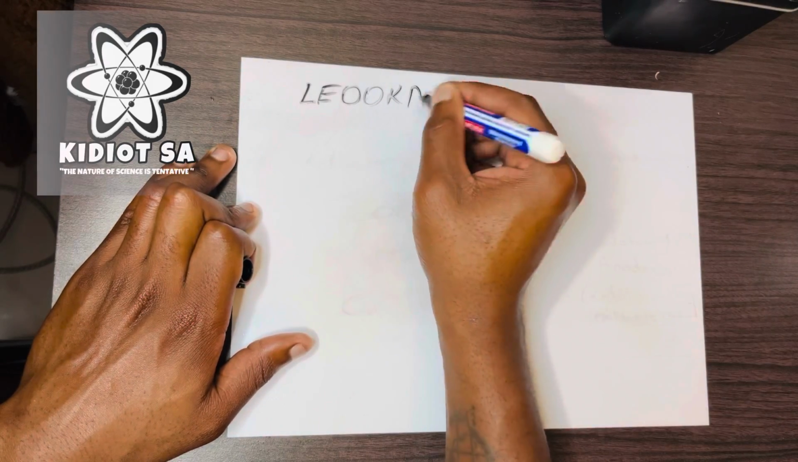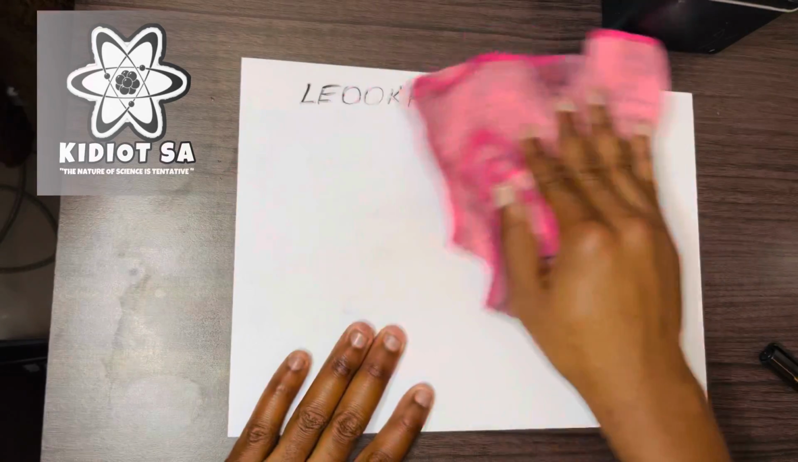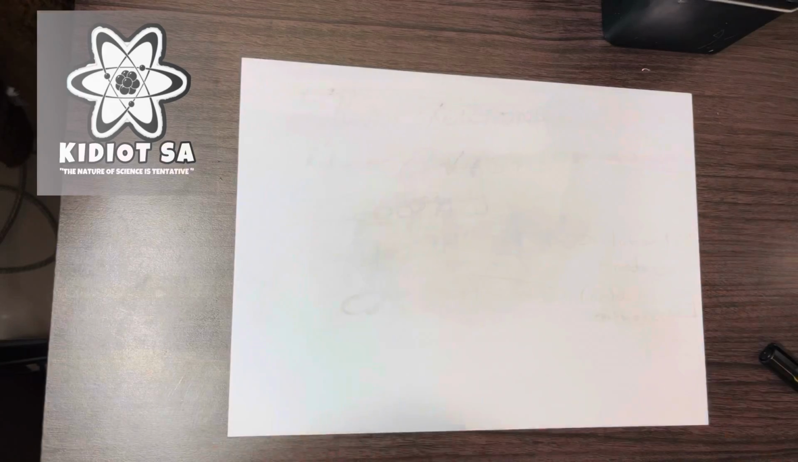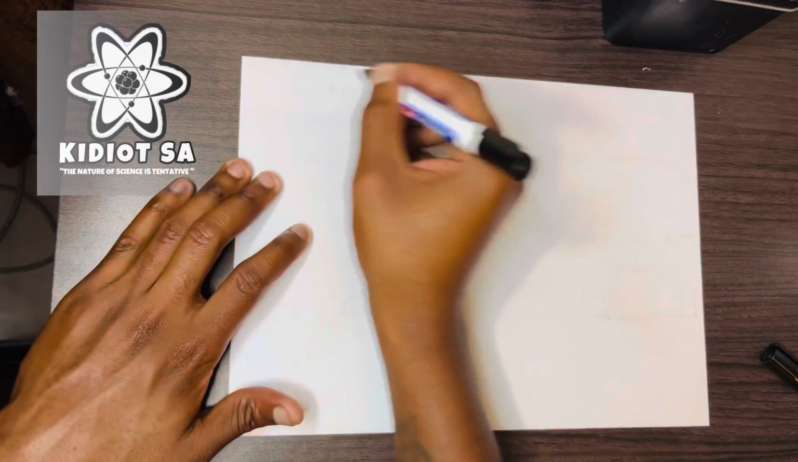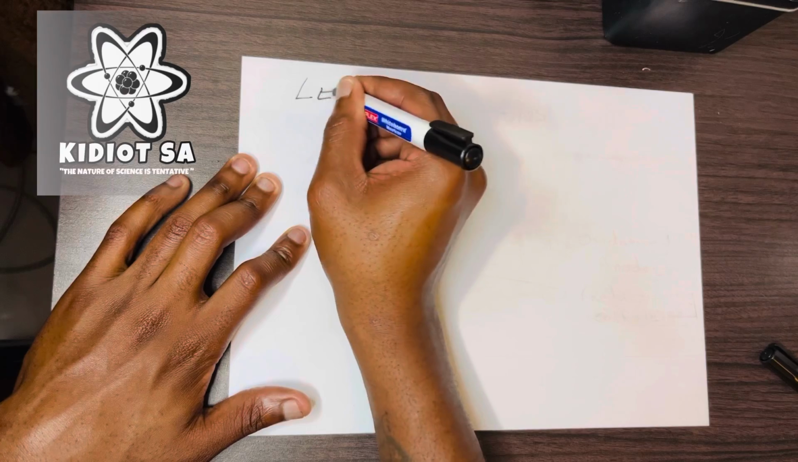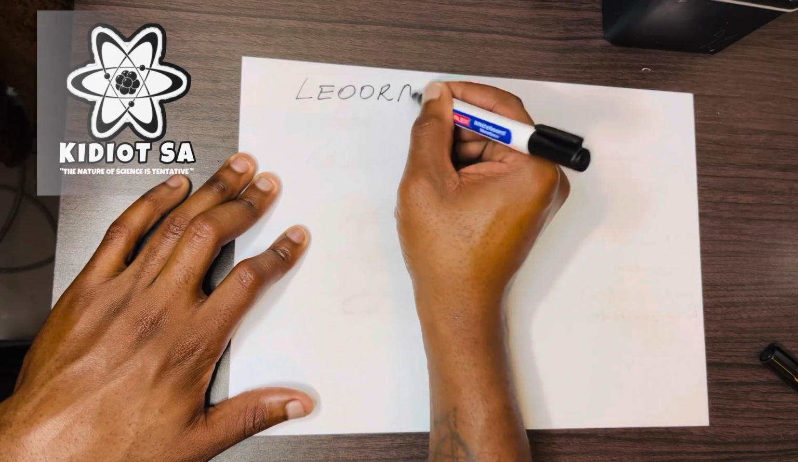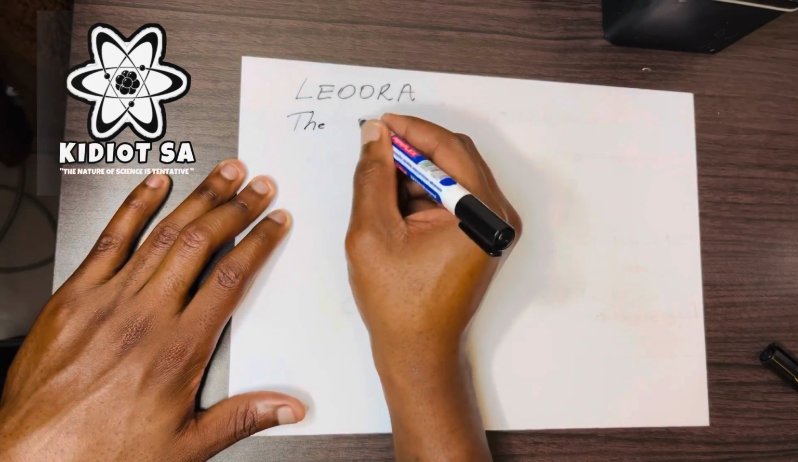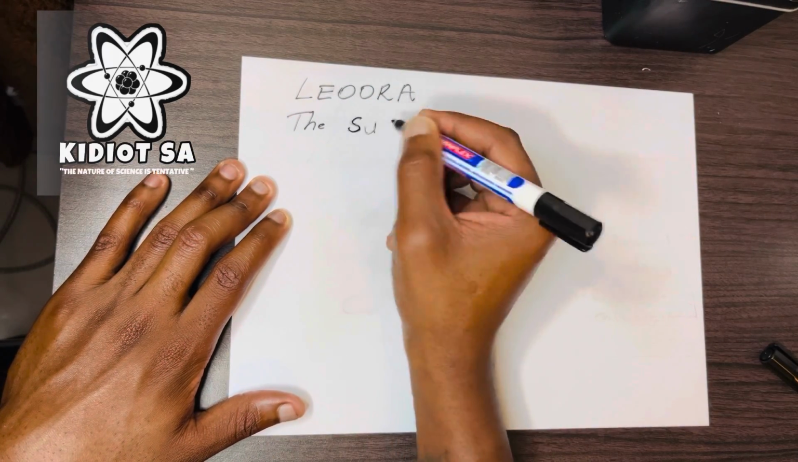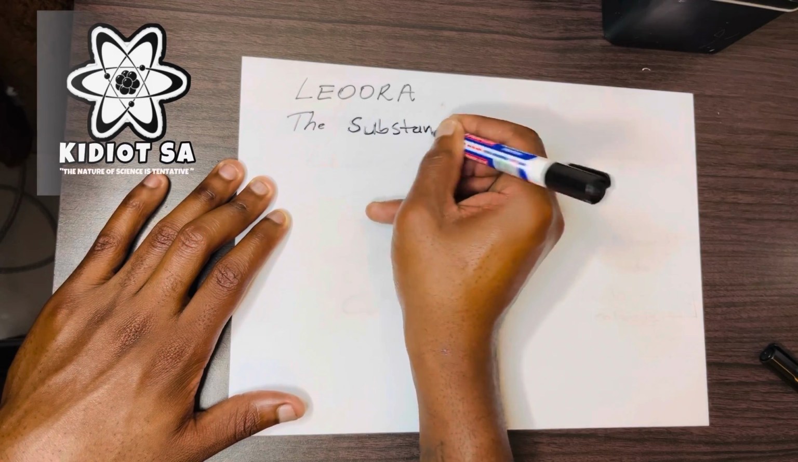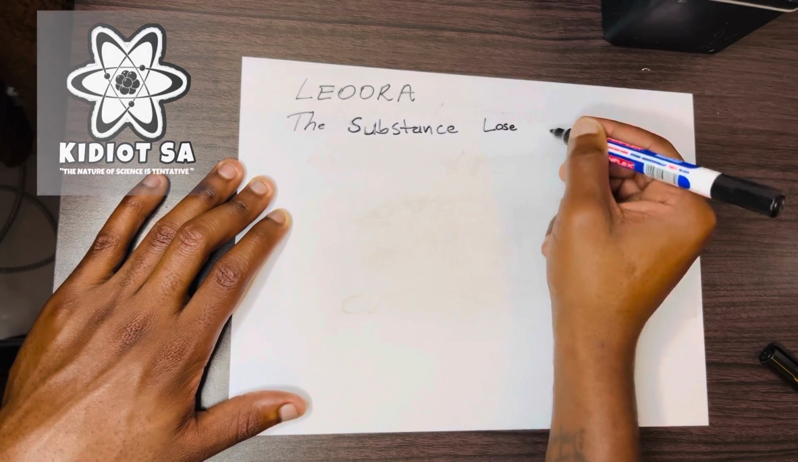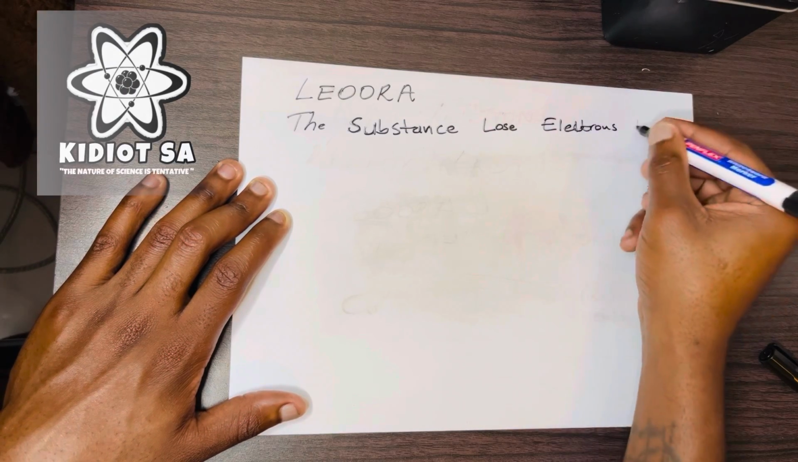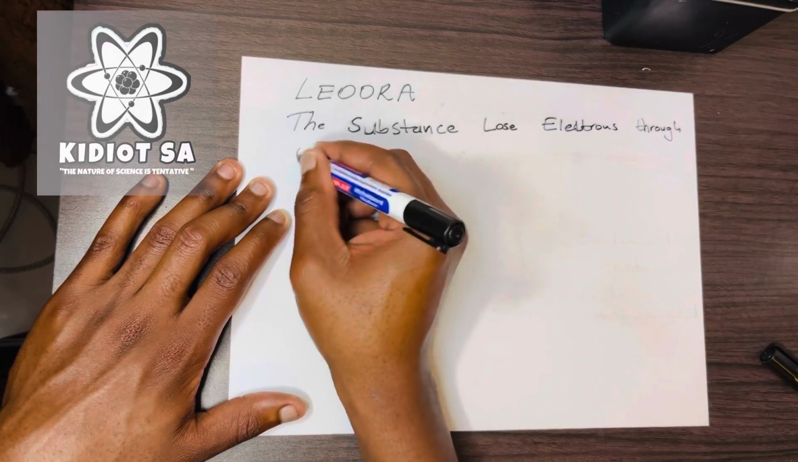Is it visible? Okay, let me just erase again, and then I'll use another marker color. I don't want to make things difficult for you. So now we'll start with LEO. Many people call it LEO, but LEO, that's to say substances lose electrons through oxidation reaction.